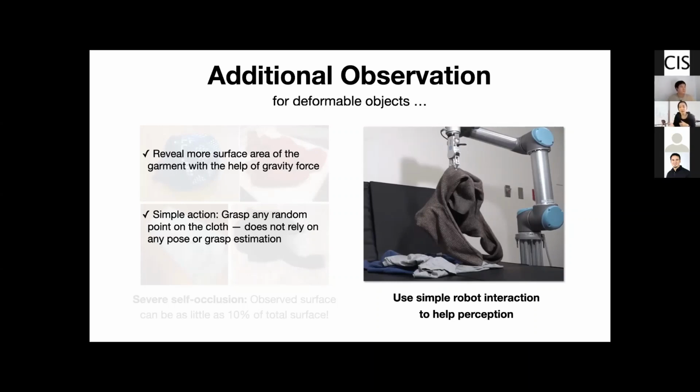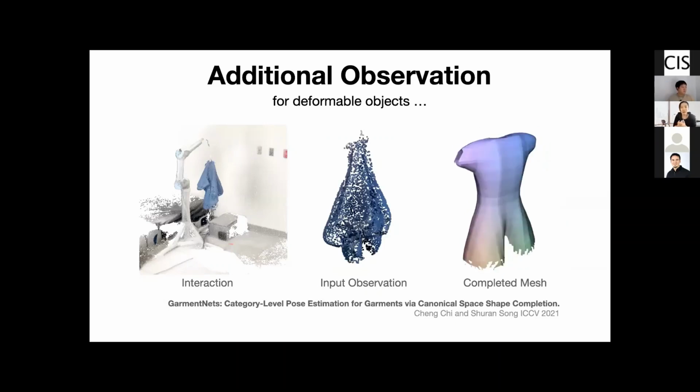Also, at the same time, this pickup action itself is very simple and does not rely on much prior knowledge about the cloth or its pose, which means that it can be executed very robustly with a very high success rate. Therefore, we can feel very comfortable adding this kind of interaction before the perception algorithm. With the help of such simple interaction, we are able to develop a perception algorithm that can infer the full 3D geometry and configuration of an unknown garment.